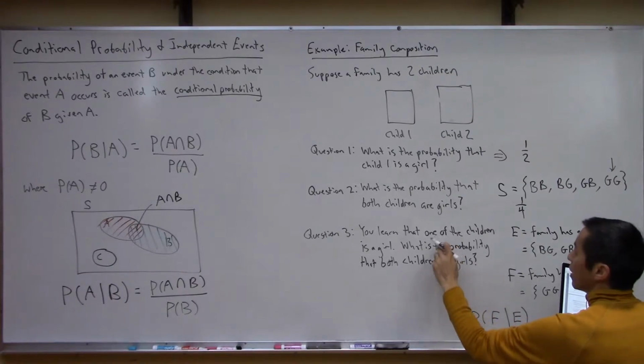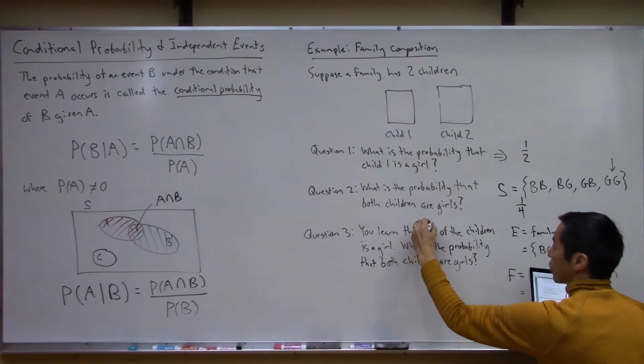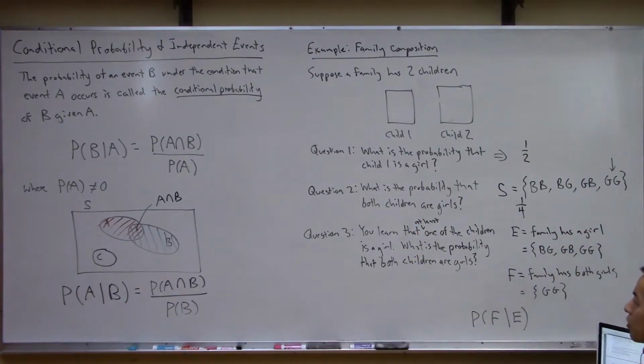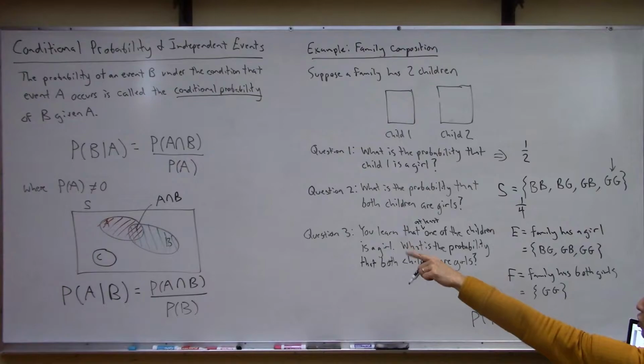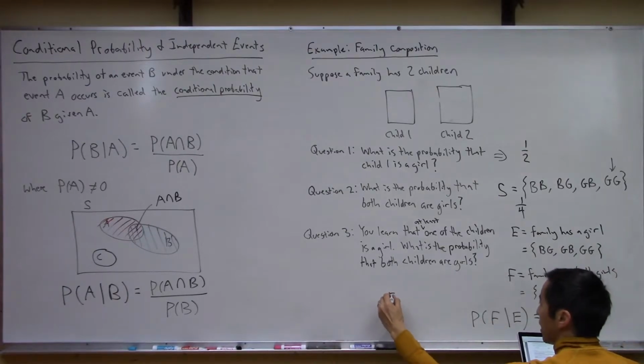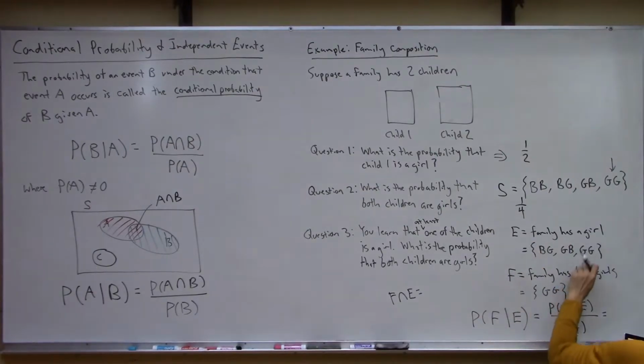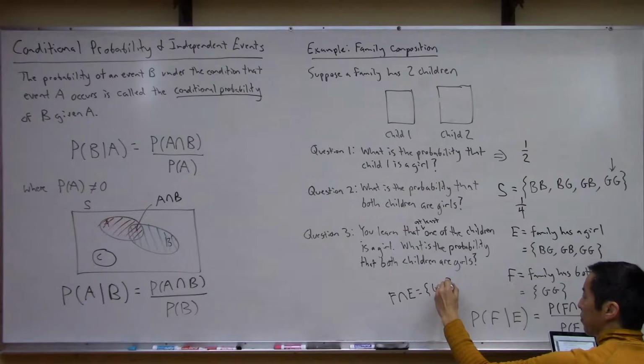Sorry, I probably should have said, I think I wrote this out, that at least one of the children is a girl. What's the probability that both are girls? Okay, so in this case, you plug this into our conditional probability. This is the probability of F intersected with E, divided by the probability of E. Now, let's look for this set F intersect E. It's this set intersected with this set. The only common one is GG. So this is GG.